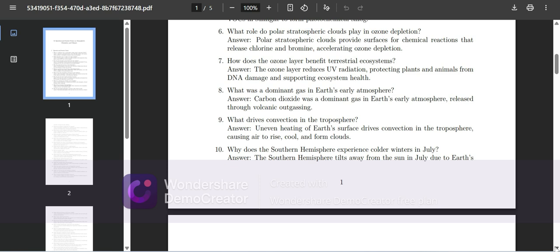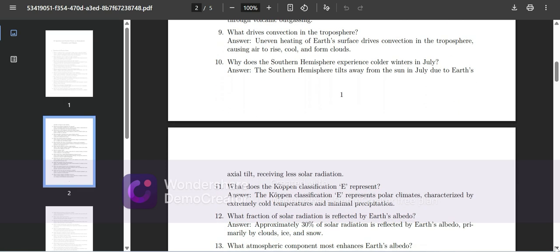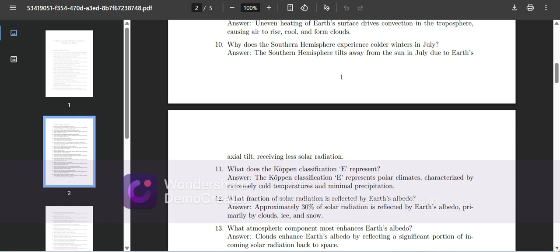Why does the southern hemisphere experience colder winters in July? The southern hemisphere tilts away from the sun in July due to Earth's axial tilt, receiving less solar radiation.